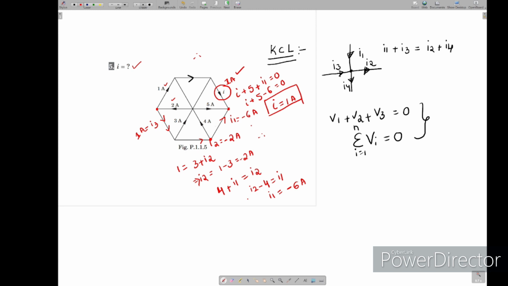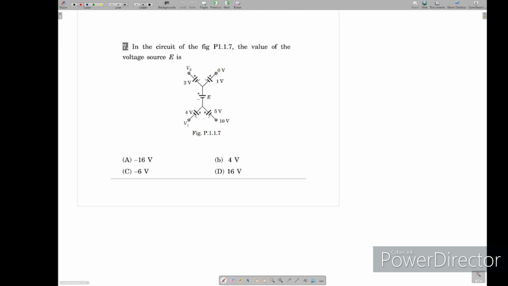We'll move further. So the question is, in this circuit the value of the voltage source. So here we will use the KVL. See, KVL always, I will give one example. This is an example problem. We have a network like this.